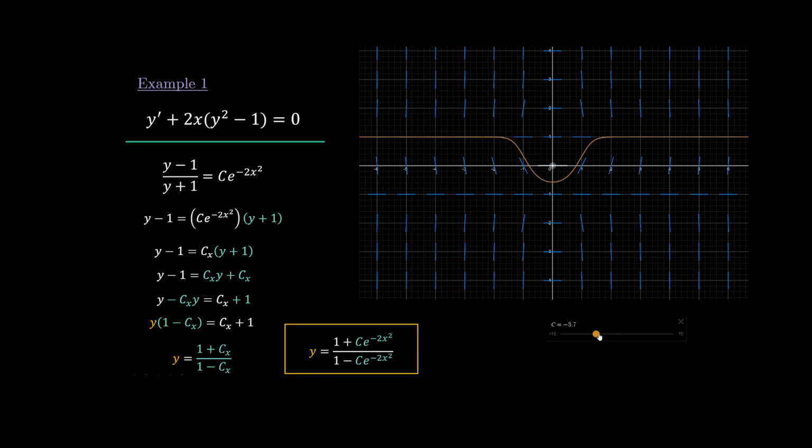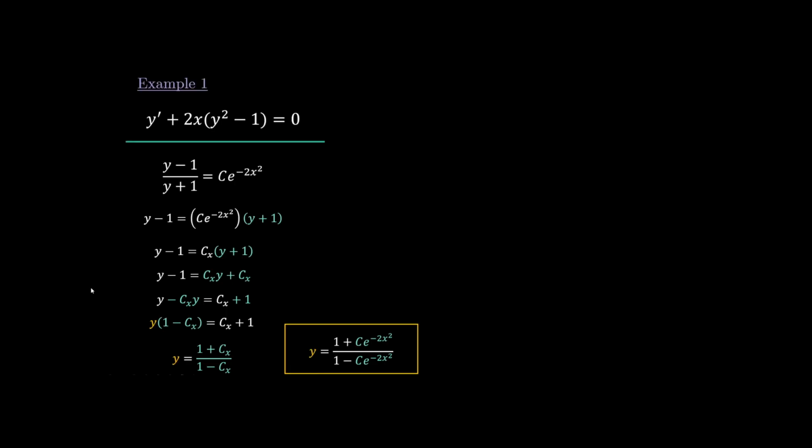Now going back to the range where c is between 0 and 10, you might have noticed these areas right here where the curve doesn't exist. What these are, essentially, are asymptotes. Now you can see them more clearly. They're essentially locations where the denominator was equal to 0. In other words, where 1 minus c e to the negative 2x squared equals 0.